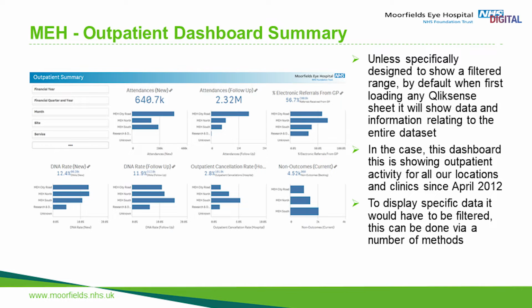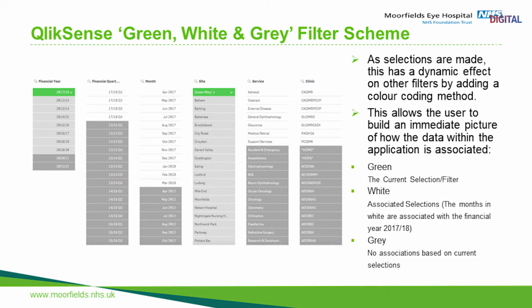The other smart aspect of Qlik Sense is the search functionality and the colour coding of associations between data. So as selections are made, this has a dynamic effect on other filters. So we've got here an example of a filter page where all of the possible filters are listed. There's much more than what I've shown there. And depending on what you've selected, other filters will either turn grey or white or green.